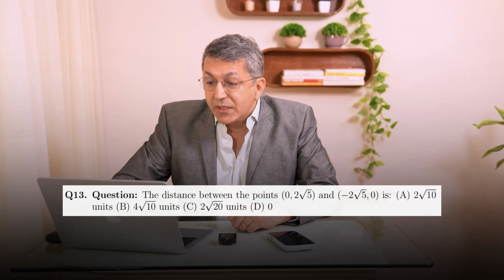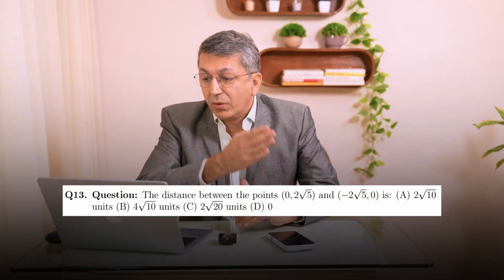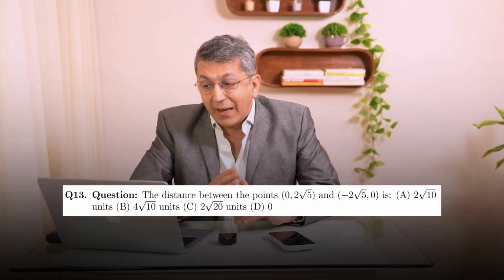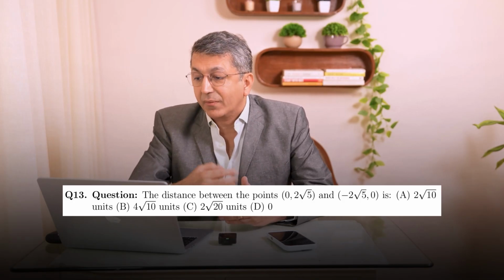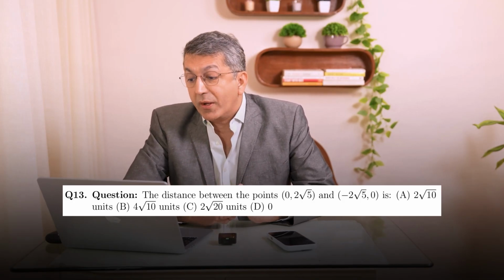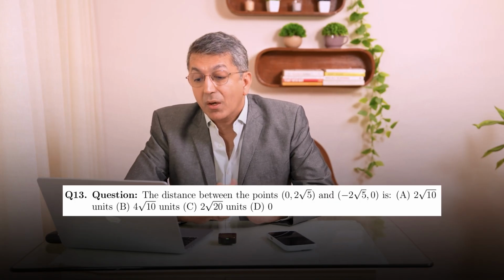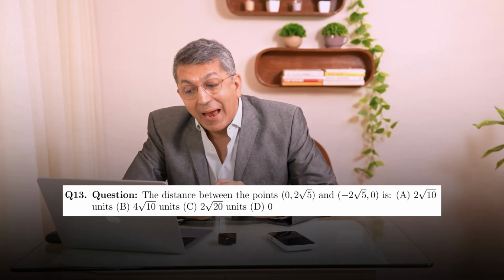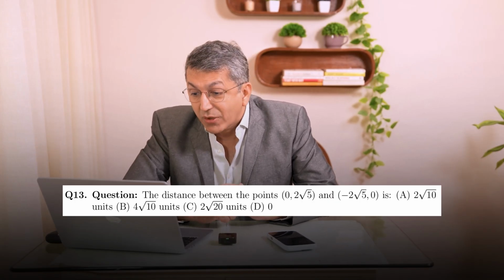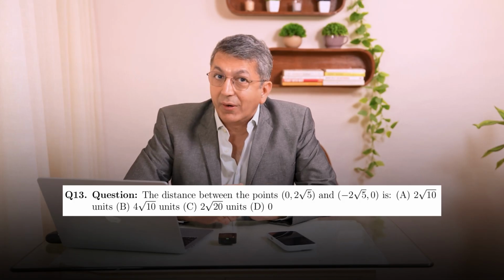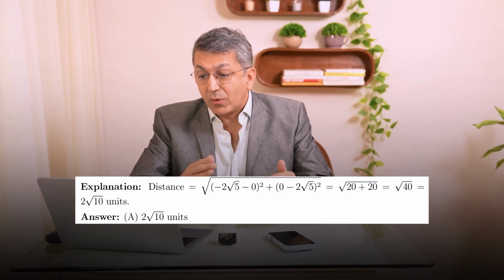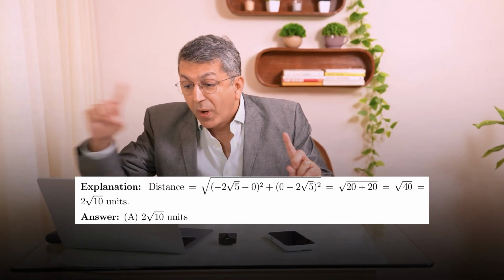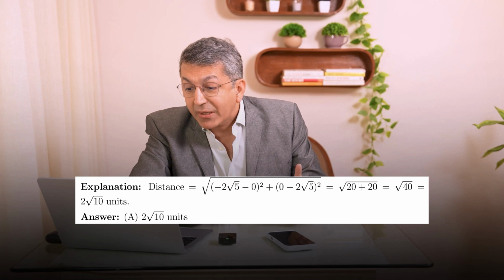Question 13. The distance between the points (0, 2 square root of 5) and (-2 square root of 5, 0) is A. 2 square root of 10 units, B. 4 square root of 10 units, C. 2 square root of 10 units, or D. 0. Concept: distance formula.